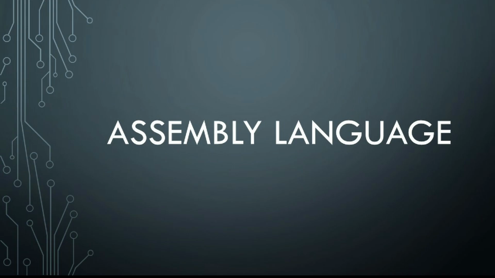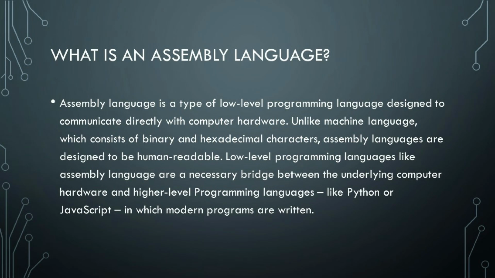Assembly language. What is an assembly language? Assembly language is a type of low-level programming language designed to communicate directly with the computer hardware. Unlike machine language, which consists of binary and hexadecimal characters, assembly language is designed to be human readable. Low-level programming languages like assembly language are necessary to bridge the underlying computer hardware and higher-level programming languages like Python or Java, in which modern programs are written.